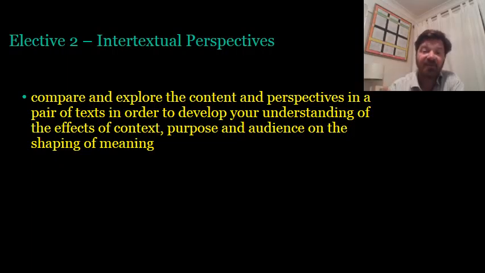the reason for the text being made, and the audience shape the meaning of the text. Does the text change even though it's trying to represent the same things or similar things because there's a difference in the time period?